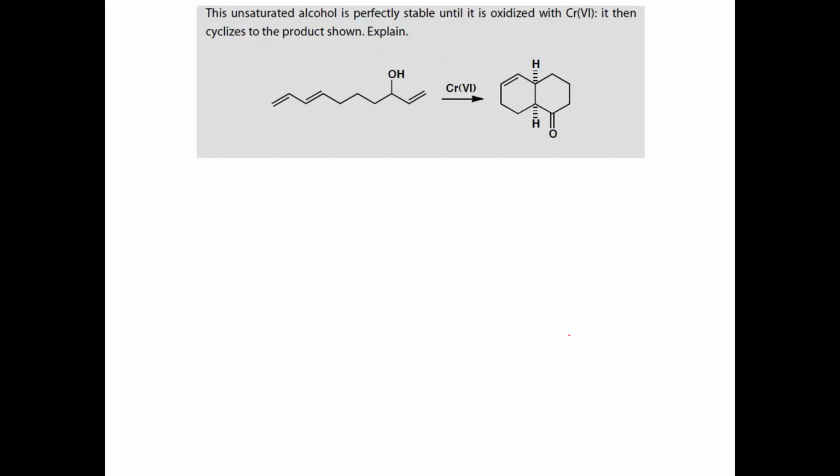What about this one? This one connects the exercises that we have done with the Diels-Alder plus some other cycloadditions and reductions or oxidation chemistry. What can we do here? If I tell you that this alcohol, the starting material, is completely stable until it's oxidized with chromium, for instance, or with whatever other oxidant.